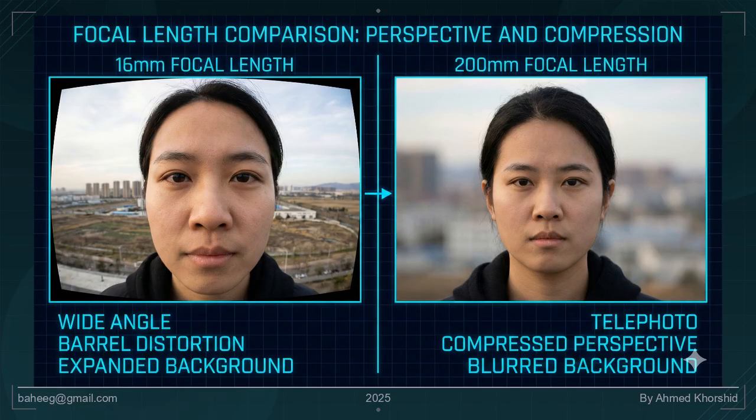Figure, a split-screen comparison diagram generated by AI. The left side shows a portrait shot with a 16mm lens, showing barrel distortion and a vast background. The right side shows the same subject shot with a 200mm lens, showing a flat face and a blurred, compressed background. High contrast, technical schematic style with focal length labels overlaid in neon blue.